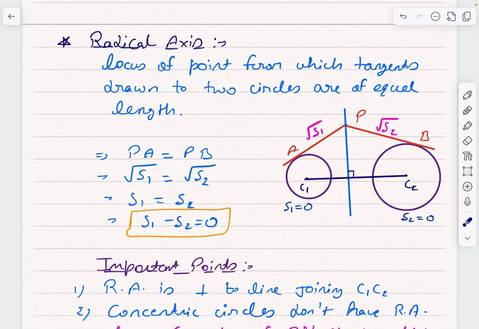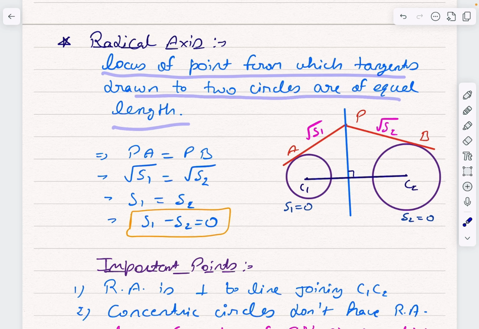So exact same equation like we got for the common tangent and the chord of contact, so the common chord. So how do you find the radical axis? Same, S1 minus S2 equal to 0. This is the proof. And what is the radical axis? Locus of point from which tangents drawn to two circles are of equal length. Do remember, guys, important concept.